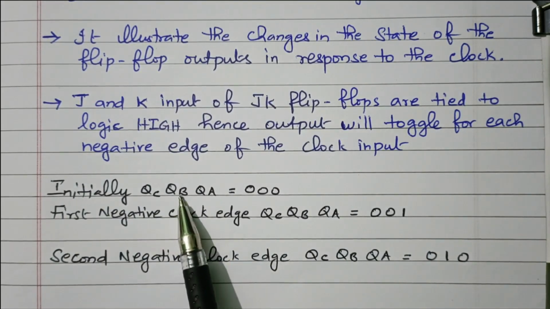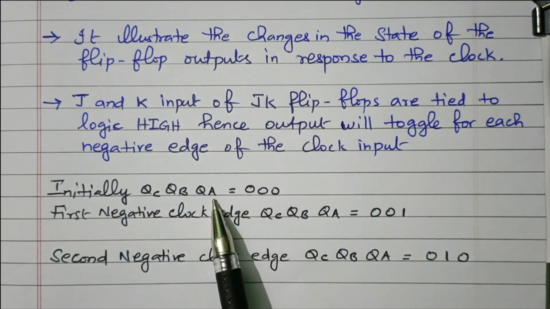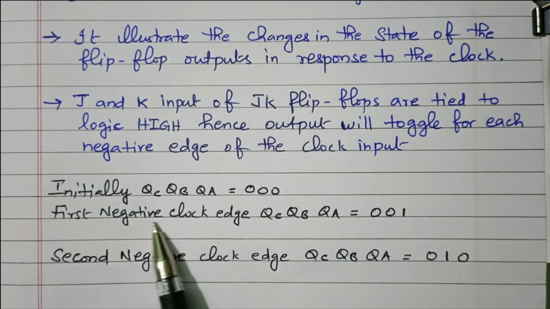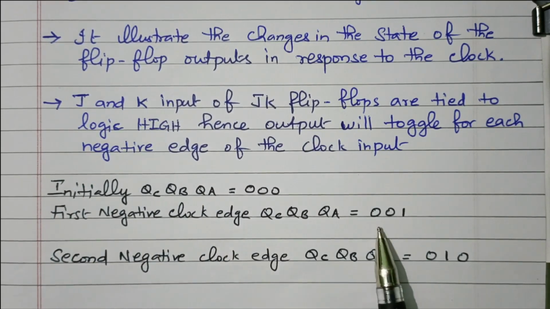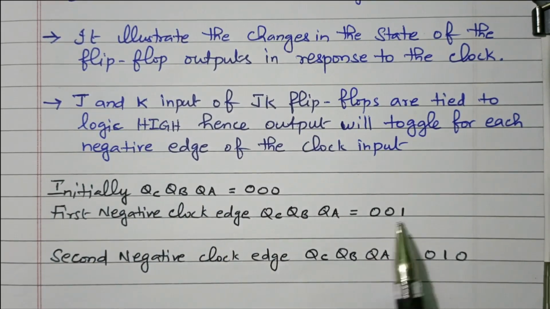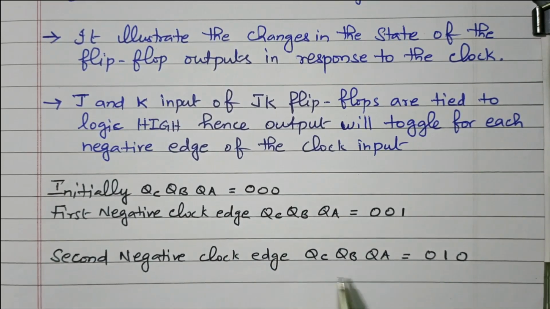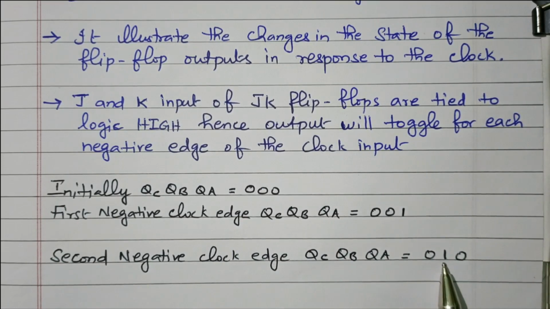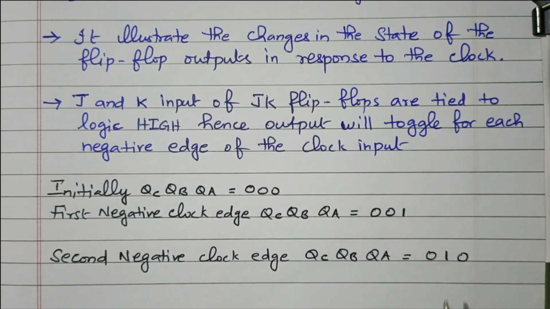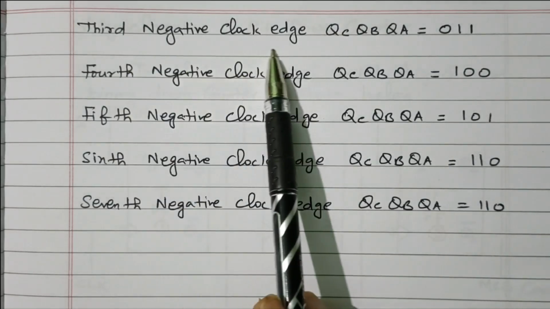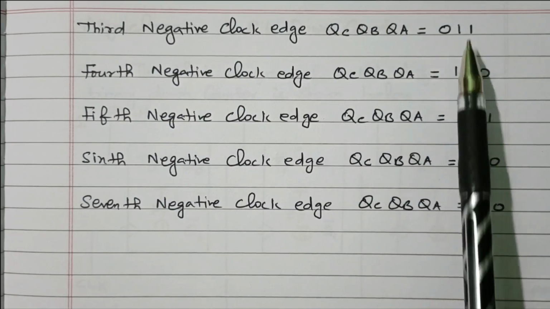Initially QC, QB, QA are 0 0 0. This is LSB, this is MSB. For the first negative clock edge, what happened? 0 0 1, right? QA changes to 1. Second negative clock pulse, now this will become 1, right? This 0 becomes 1. Now it is 0 1 0. In the third negative clock edge, it becomes 0 1 1.